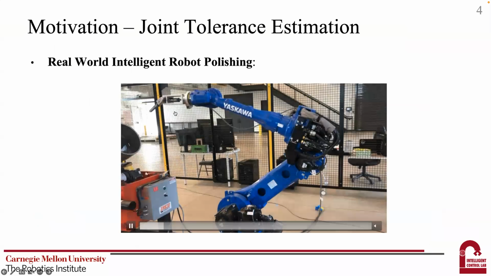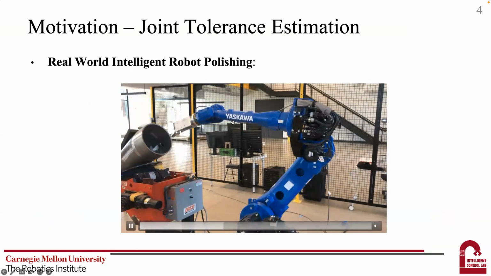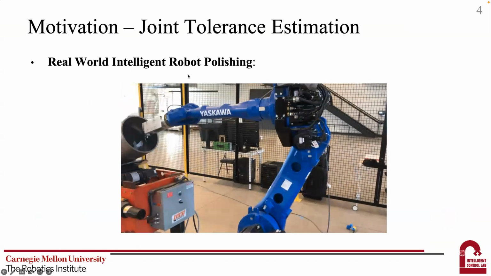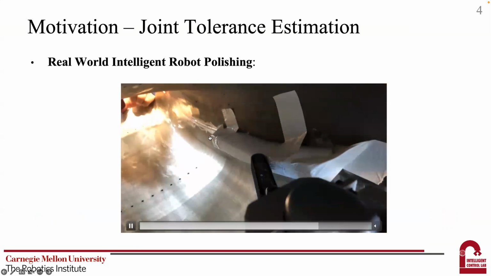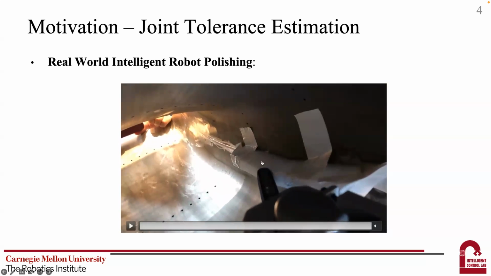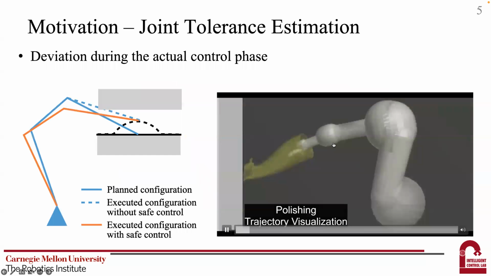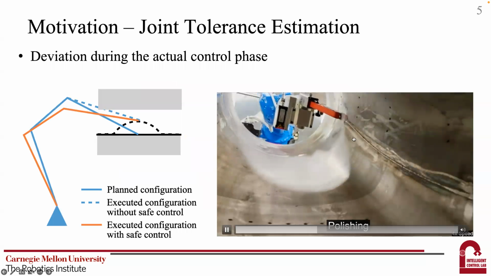Let's start our presentation with a motivating problem that arises during the actual control phase for trajectory following. Here is a real-world intelligent robot polishing task, where the robot is supposed to automatically polish the weld bead inside of a workpiece. Now let's see this video. Here we plan a collision-free trajectory. The robot will remove weld bead inside of a workpiece.